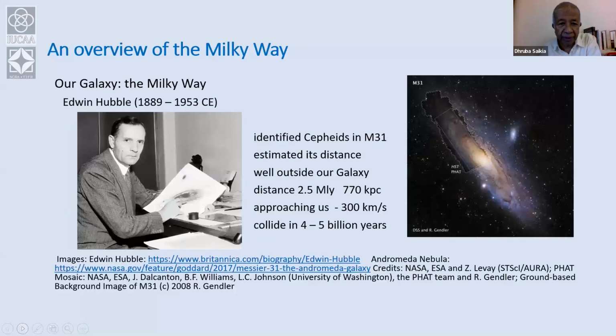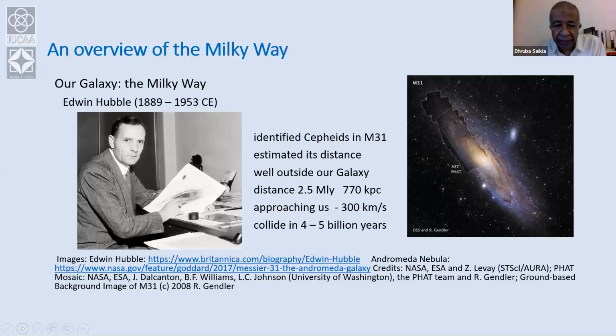But how did it get established? That really got established with the identification of Cepheid variables in our nearby galaxy, M31, the Andromeda Nebula. It was Edwin Hubble who identified Cepheids in M31, looked at their period, estimated their luminosity, knew their observed flux, and so he could estimate the distance of Andromeda. That put it at a distance of 770 kiloparsecs, far outside the size of the Milky Way.